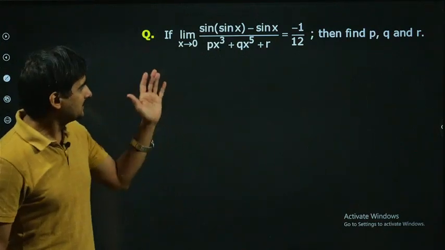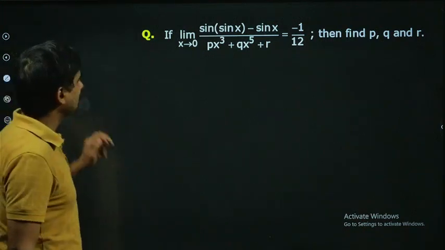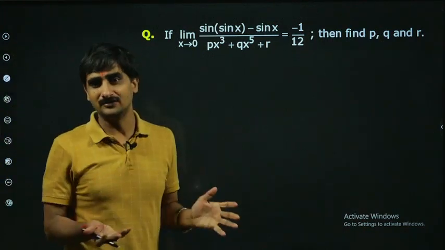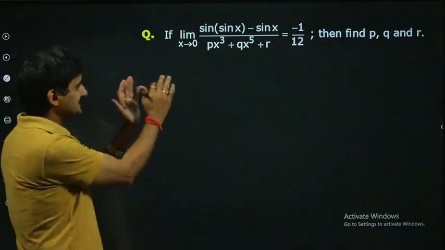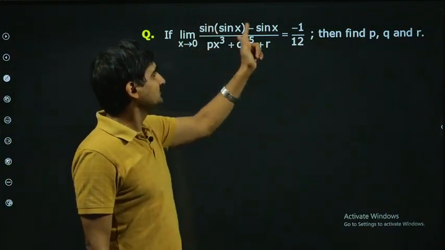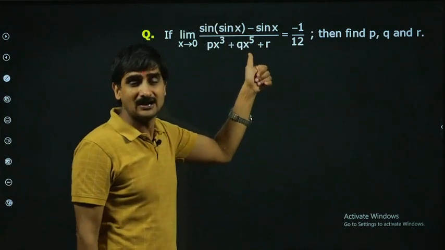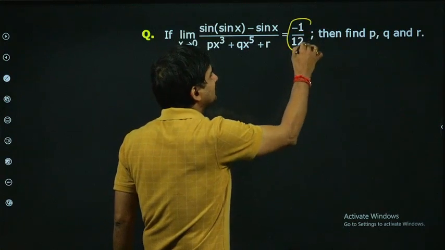So again, today that's the question for you people, bachcho. So how would you have solved it, or how will you solve this question? See, just take x as 0. What do you get in the numerator? This is 0 minus 0 upon 0, 0 plus r. So it should be 0, but the value is given to be minus 1 by 12.